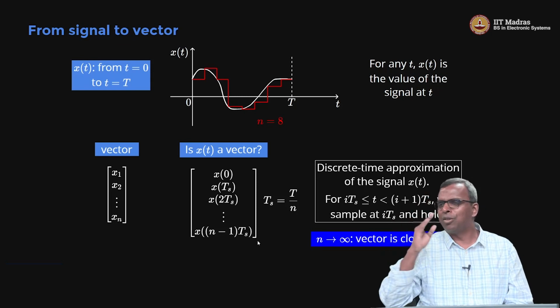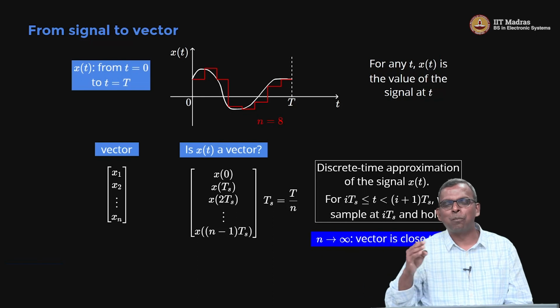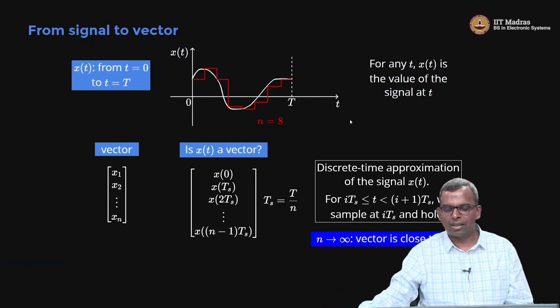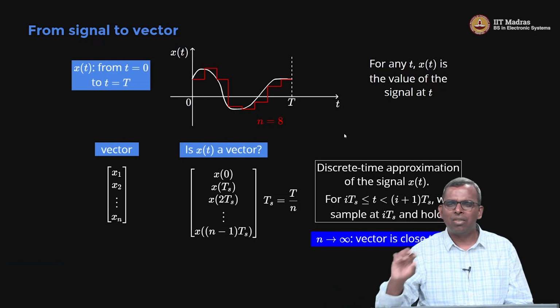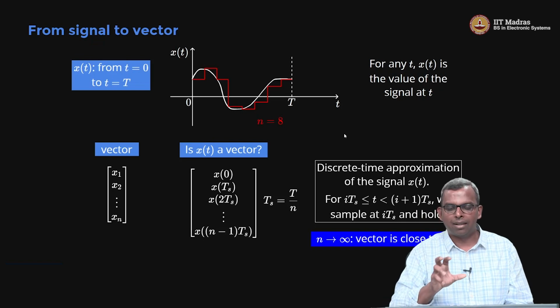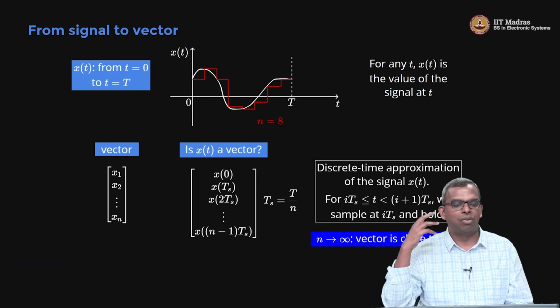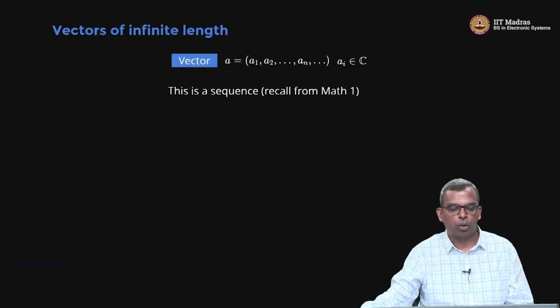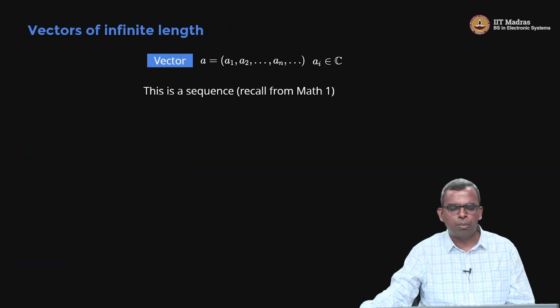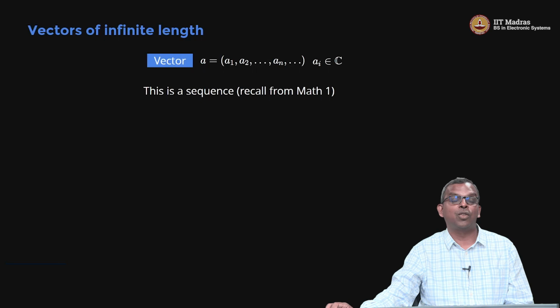For every value of t, you just enumerate all the x of t. Of course, it's real valued, but still enumerate as much as possible, and then you get a representation for x of t. So this is one way to think about it, but we'll think about it slightly differently. Nevertheless, this is a good intuition to have if you want to think of x of t as a vector. So basically, how do you think of vectors of infinite length?